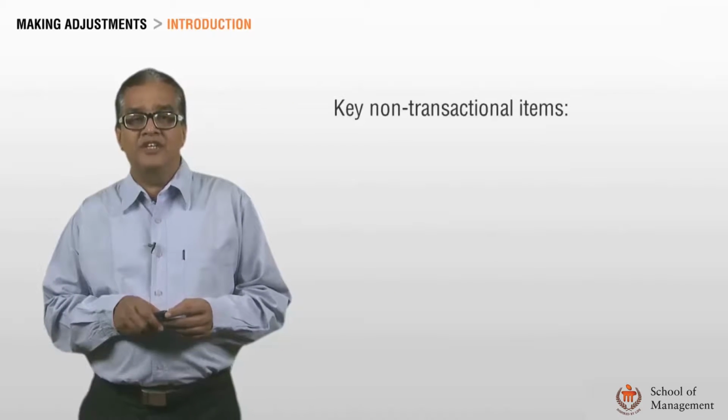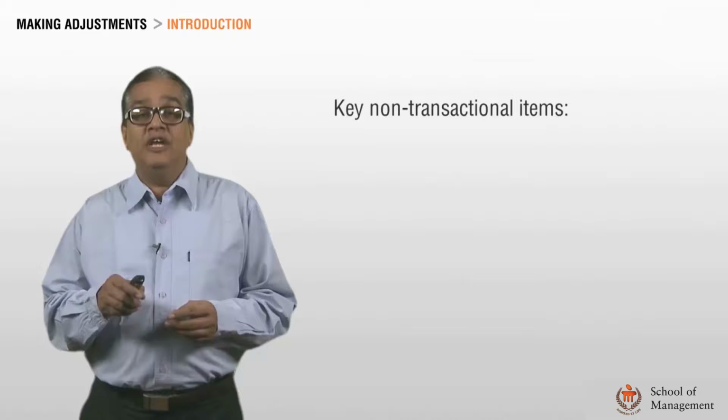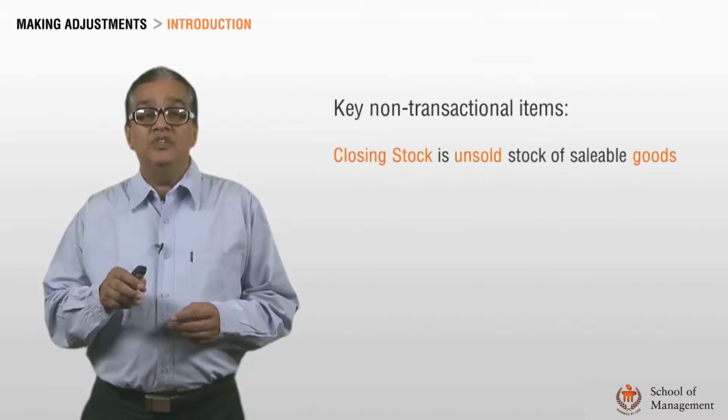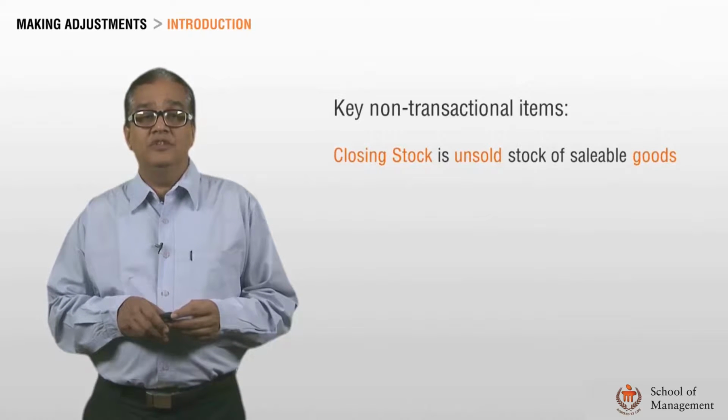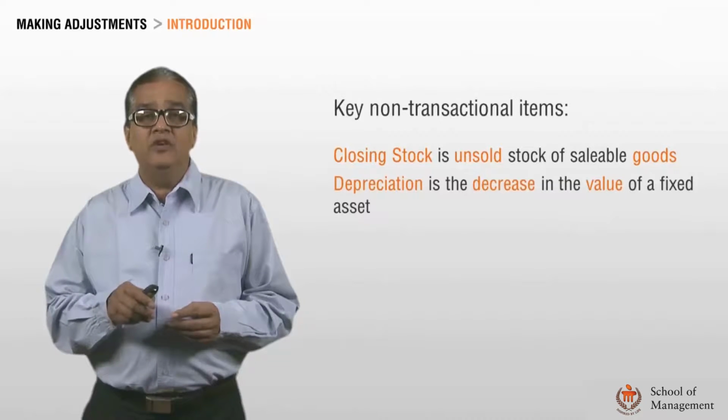This video is on making adjustments to the profit and loss account and the balance sheet. In this video, you will know about two key non-transactional items which impact accounting and thereby the financial health of a business. One of them is the unsold stock of saleable goods during a period, and the other is the decrease in the value of a fixed asset.